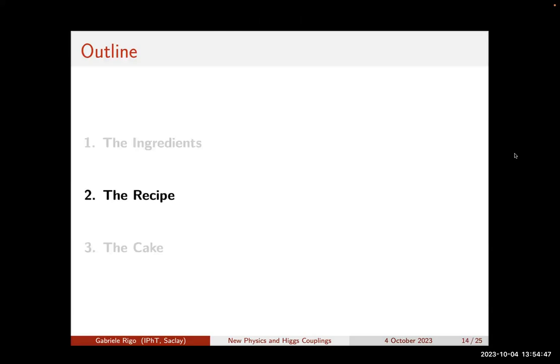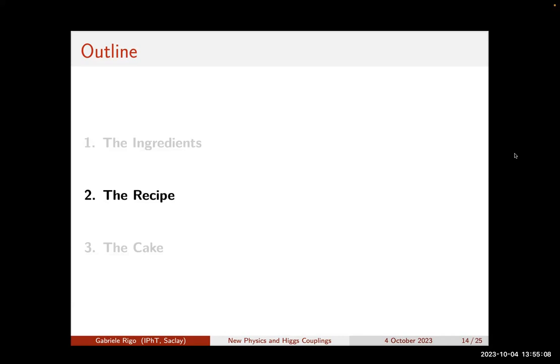Okay, so now that I hope I explained more or less the logic of what I want to do, let me tell you a bit more about the various steps to actually getting this result, relating the deviation in the couplings of the Higgs and the scale of new bosons. In general, let's say there are three different parts that I can split this computation in.